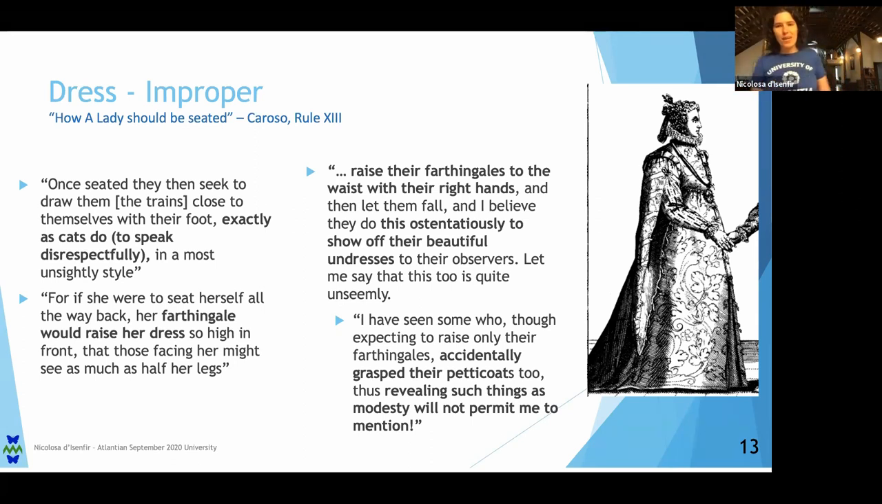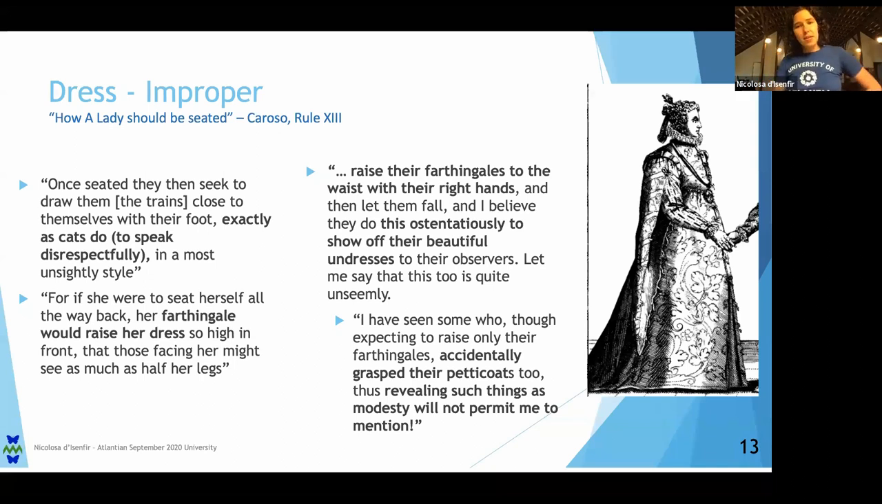My favorite one of how to behave badly is that they raise their farthingales with their right hand. I was first thinking, why is this calling out the right hand? It is more noble. Is it okay if I raise my dress with my left hand? It's because your left hand, ladies, is going to be resting in the Lord's right hand as you are dancing or as you're being escorted around. So your right hand would be available to help move your dress.